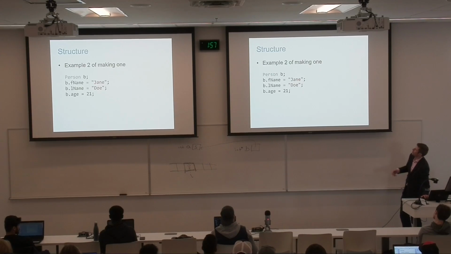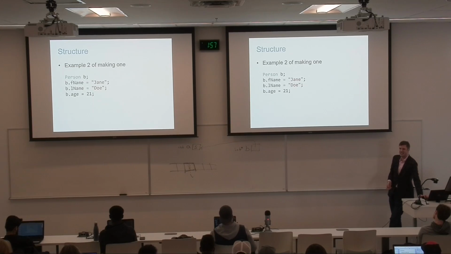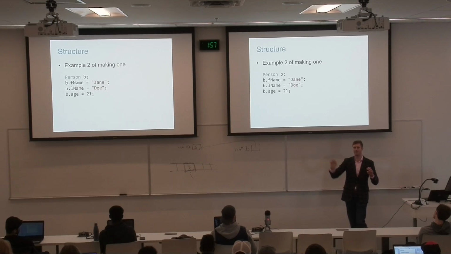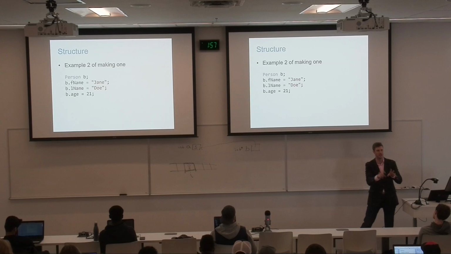Here's another way of creating one. I'm going to do one like this. Just create one, but don't set anything, and then go inside and set the values later. So not only can I access the things by saying b.fname, I can set them by saying b.fname equals Jane, there.